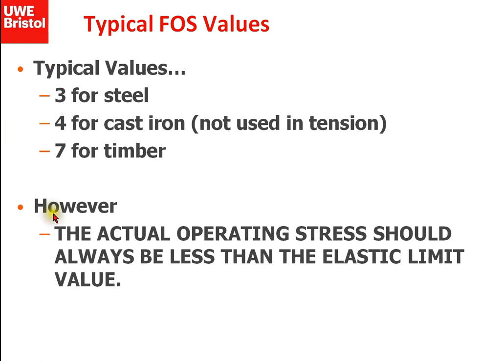So these are quite high values in terms of engineering design, but yeah, a factor of safety of 1.5 going up to say 3 for steel, and 2 up to 4 for cast iron, depending on how the cast iron is being used. It doesn't behave very well in tension. Timber could be going from factors of 2 up to 7, say.